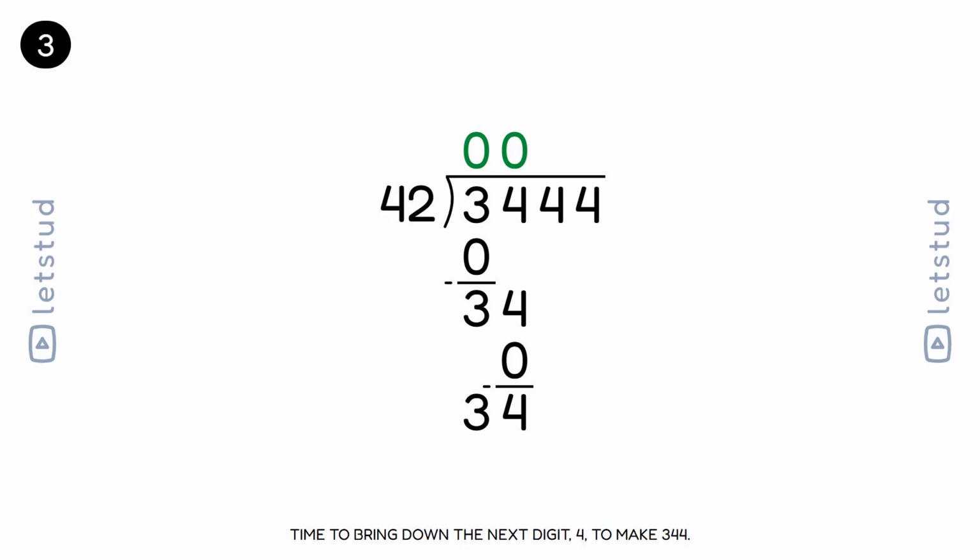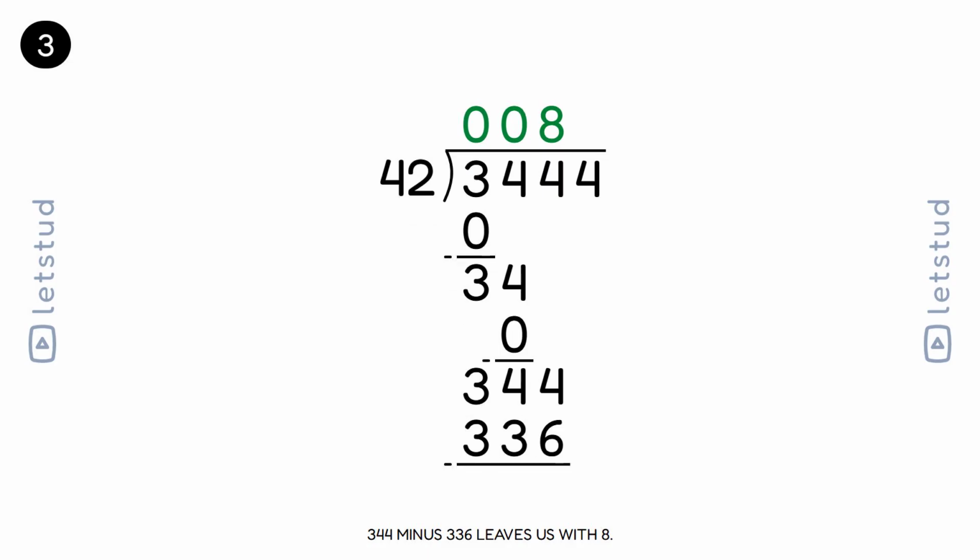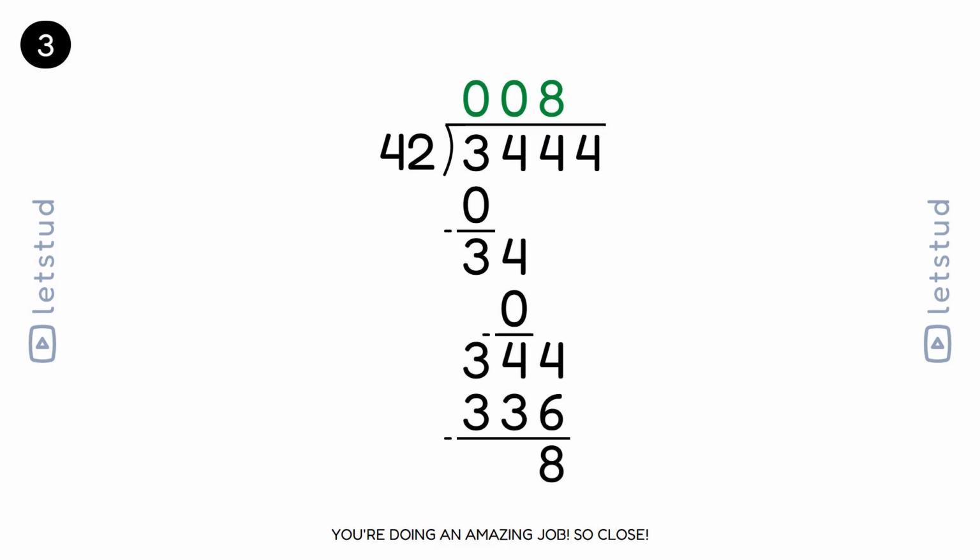Time to bring down the next digit 4 to make 344. Let's find out how many 42s are in 344. 42 fits into 344 8 times. 8 times 42 is 336. 344 minus 336 leaves us with 8. You're doing an amazing job, so close.